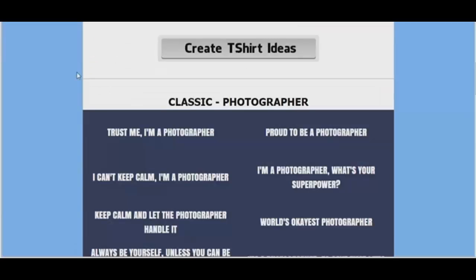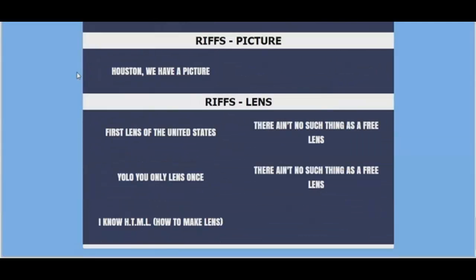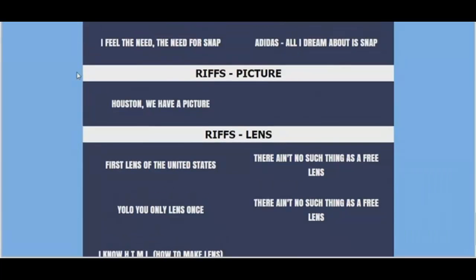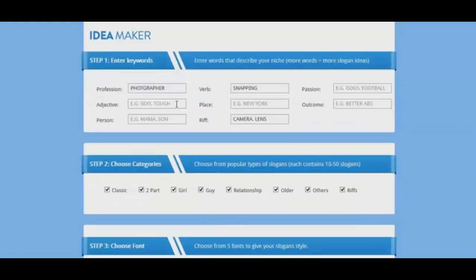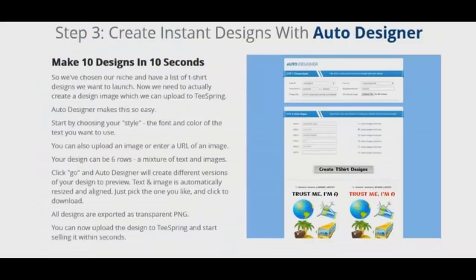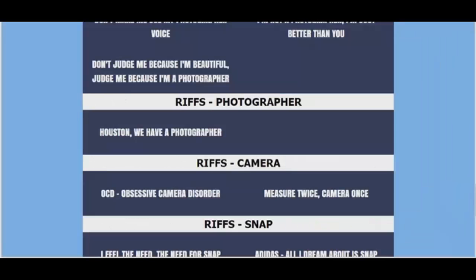But as I've said, there's over 100 different designs here, 100 ideas, and it's a really cool way to create different t-shirt ideas that no one's used before. So at this point, we've come up with at least one design idea, which I think in this case was the OCD, the obsessive camera disorder one that we built up with the Idea Maker software.